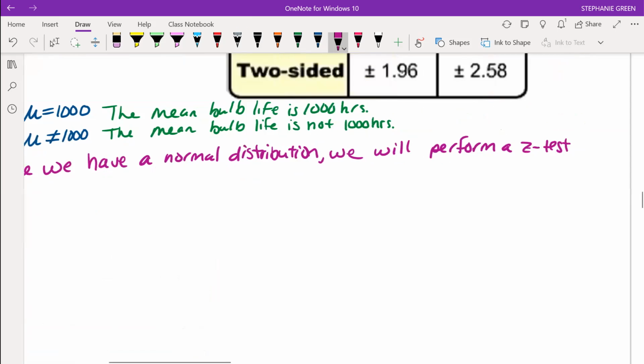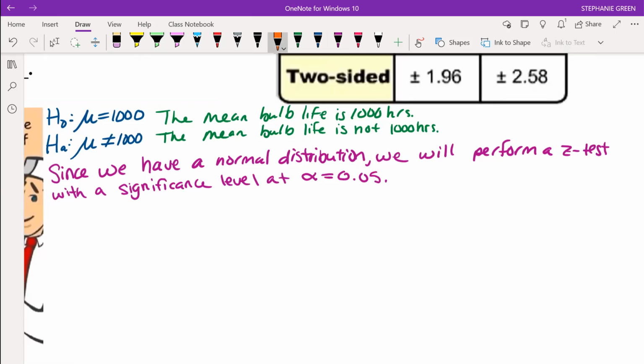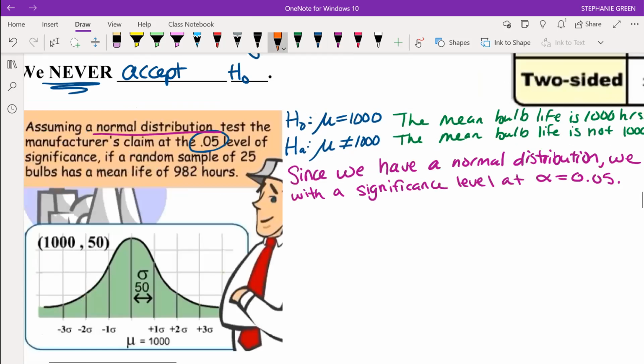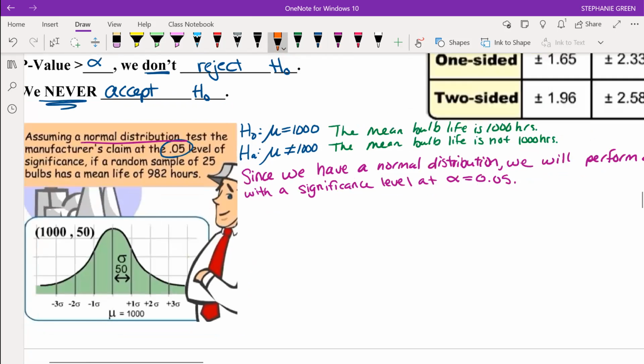With a significance level of 0.05, because that's what they told us to do. Alpha equals 0.05. There we go, step 2 done. Now I can go ahead and perform my z-test and calculate my p-value.